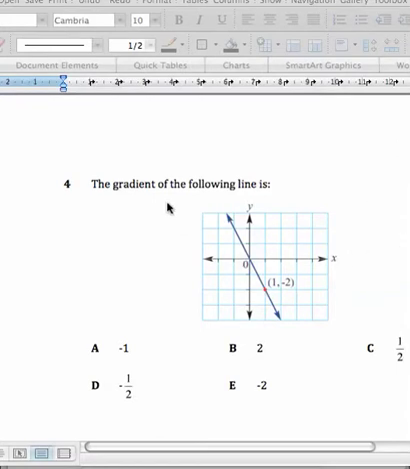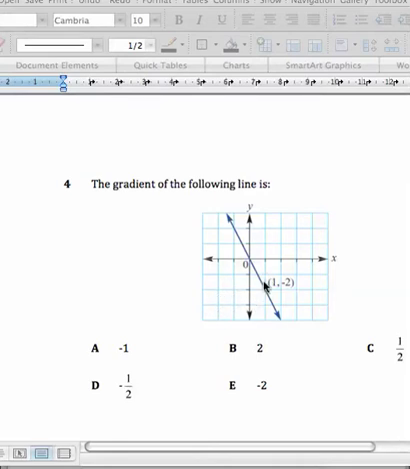Okay, for our next question, it asks us the gradient of the following line is. Now we know when we're given a straight line on a graph, we can find the equation of this. To find the equation, we first have to figure out what is the gradient. And we know how to do this. To find the gradient when given a line on a graph, you pick any 2 points, you calculate the rise and run, and you're done.